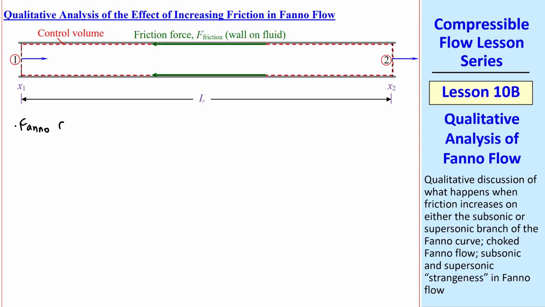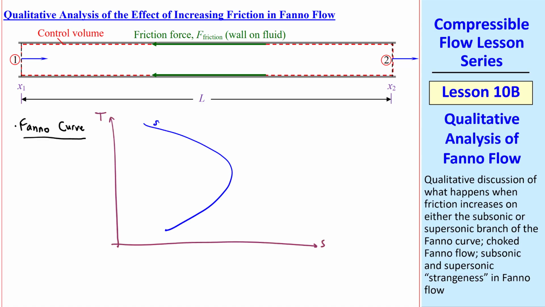Let's review the Fanno curve, where I'll plot a TS diagram as usual, and we have our subsonic and supersonic branches with the critical or sonic conditions at this point of maximum entropy. And recall from the previous lesson, starting at 1, we can move only to the right, and this is true on either branch, because S must always increase due to irreversible friction. In this lesson, we'll look at which properties decrease and which increase in Fanno flow.